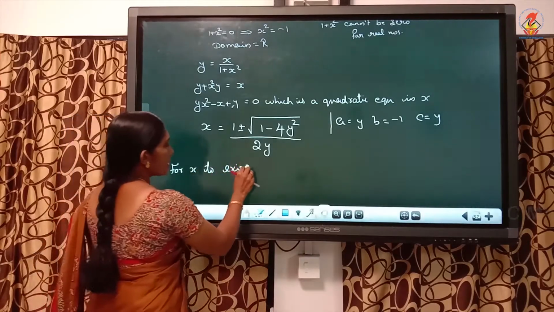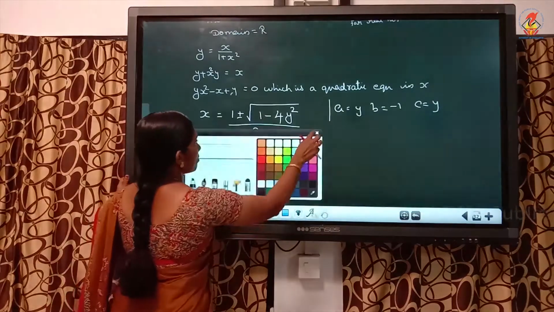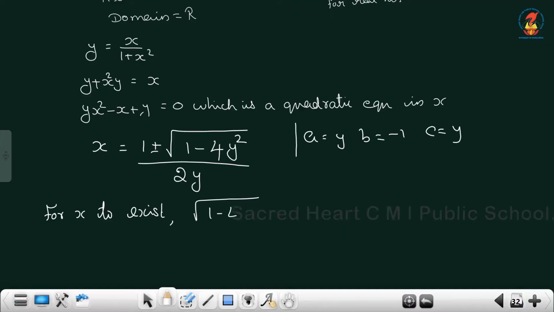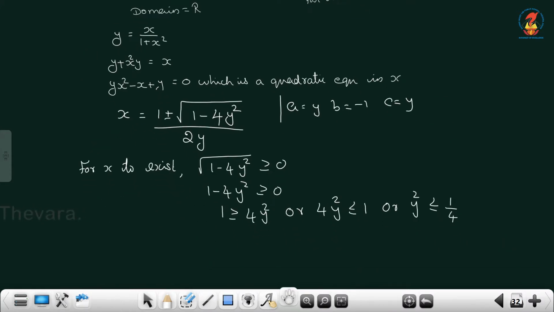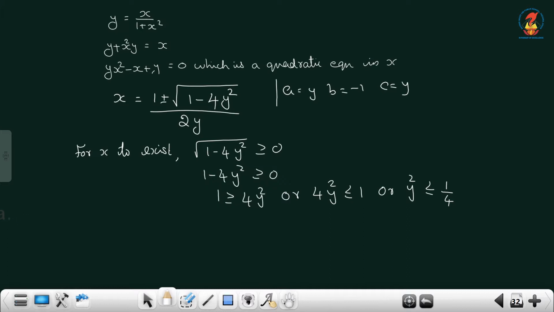For x to exist, this b square minus 4ac should be greater than or equal to 0. Squaring on both sides, 1 minus 4y square is greater than or equal to 0, or 4y square is less than or equal to 1, or y square is less than or equal to 1 by 4. So if y square is less than or equal to 1 by 4, how do we write it? y belongs to minus half to half, closed interval.